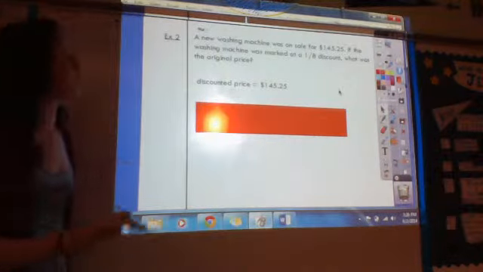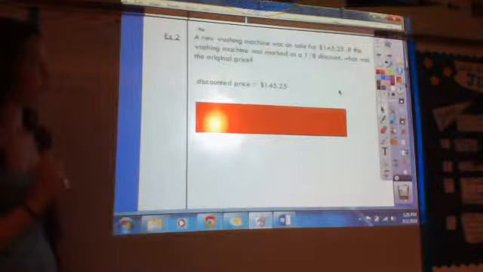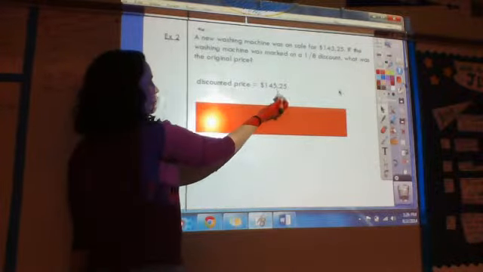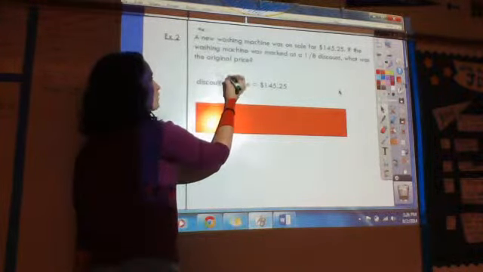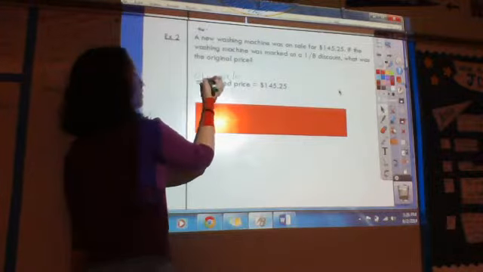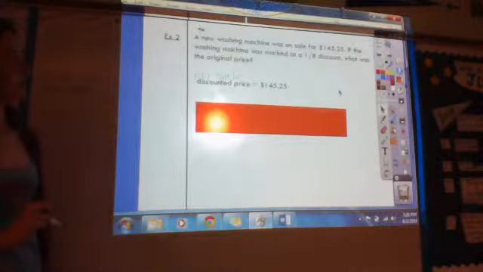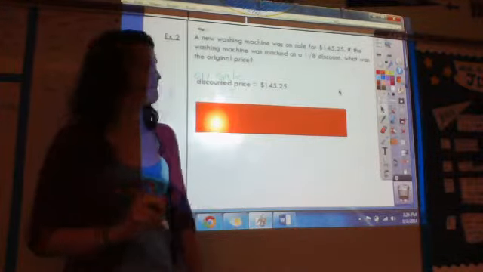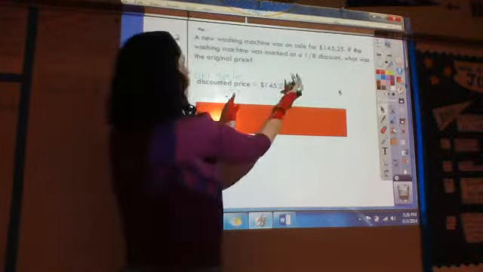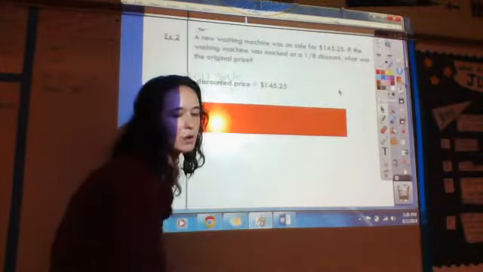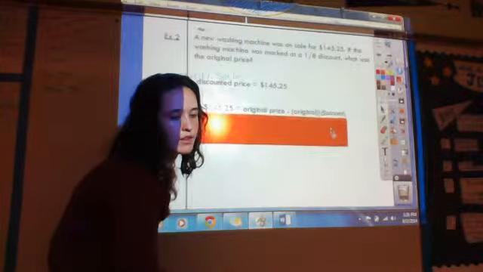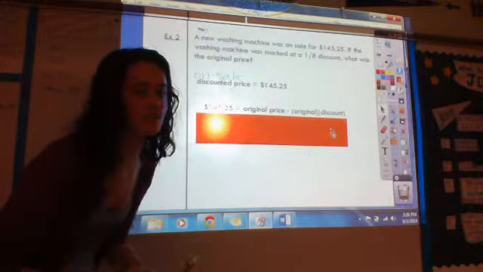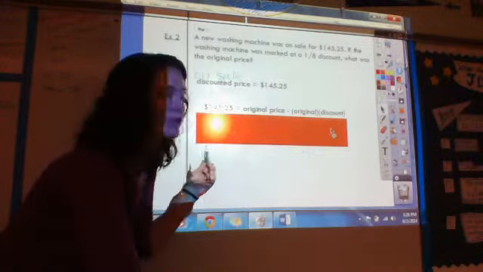If it was marked down 1/8 discount, so let's think about this. My discounted price was $145.25, which means this was what it was on sale. Now, this question we have to set up in a different way, and I'll tell you why. 1/8 is what was taken away, so what we're really doing, $145.25 is the original price minus the discount, okay? So that's our answer that we found on the last page.